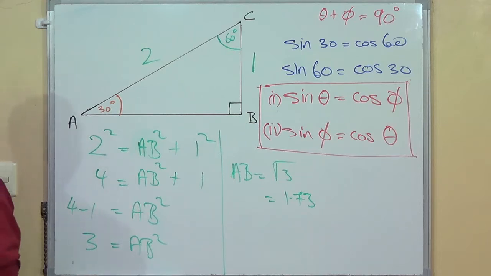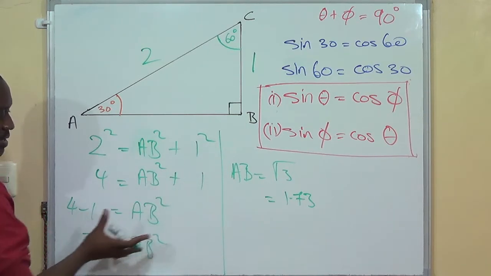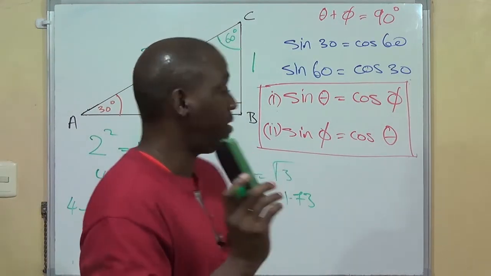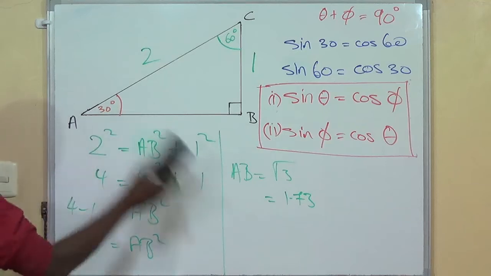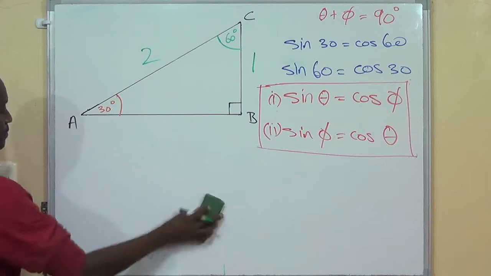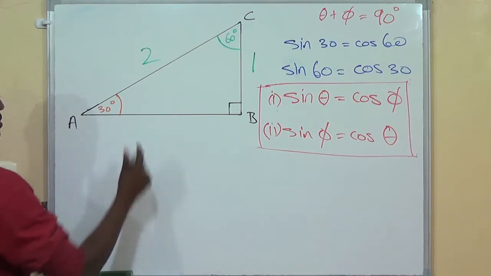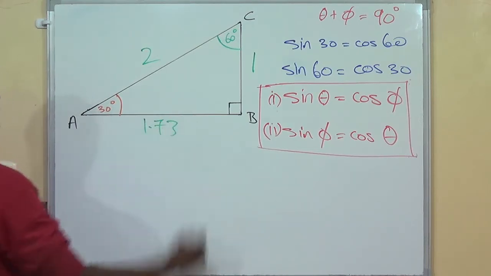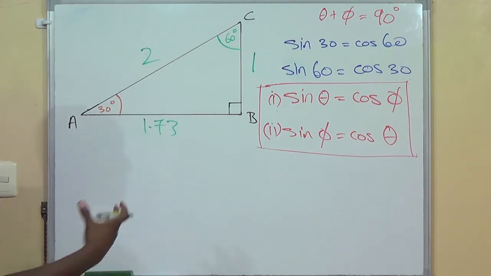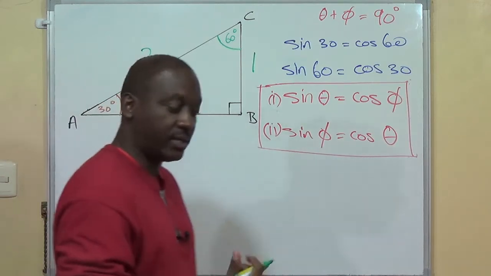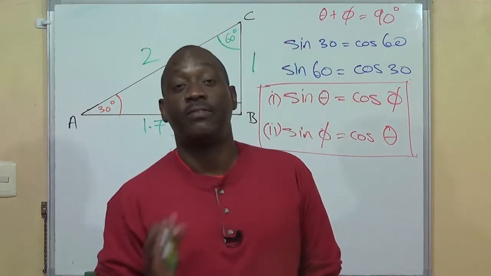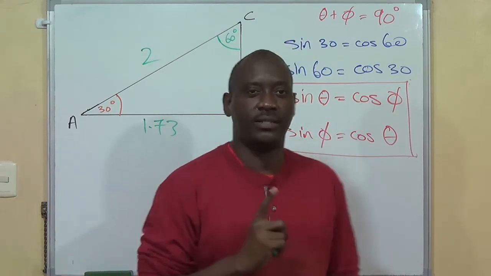So the length of AB, having used Pythagoras theorem, is 1.73, whatever the units happen to be. So we're going to rub this off now. If you want to see it again, just rewind and you have it in front. So AB is 1.73. Good. So with these figures in mind, we could now calculate the exact values of the trigonometric ratios for a reference angle of 60 degrees.